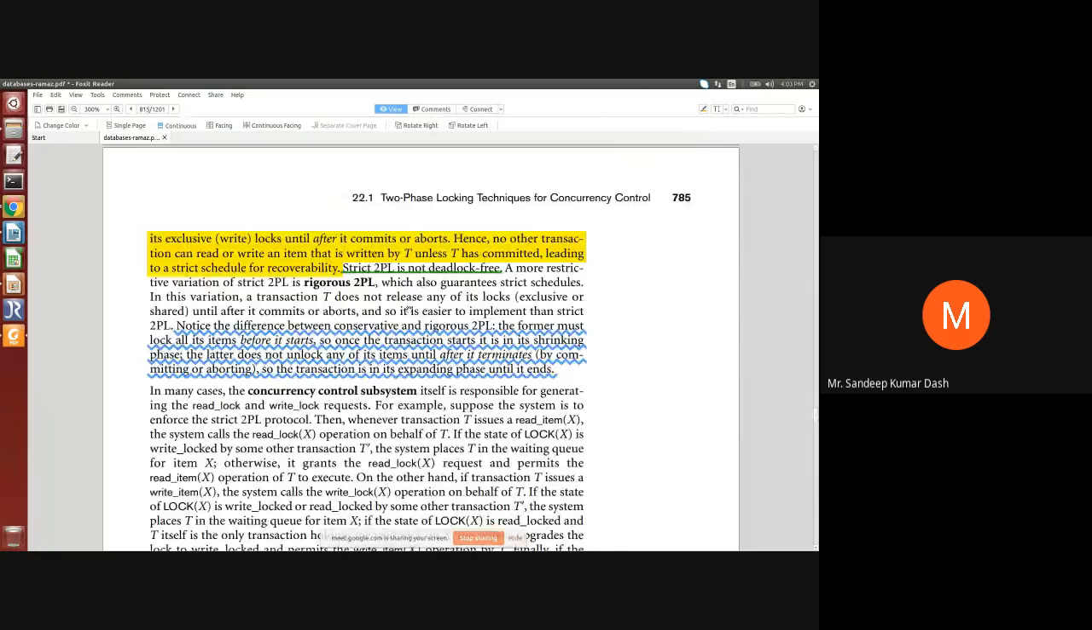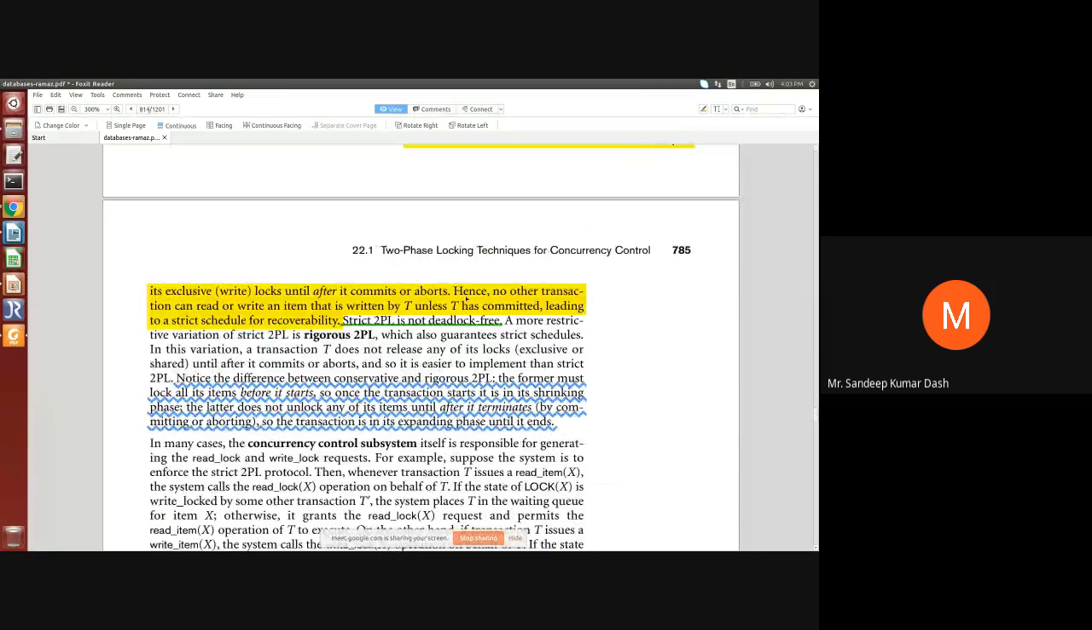Okay, so strict 2PL is not deadlock free. Because of this, deadlock may occur. We'll see in the next class how deadlocks occur.